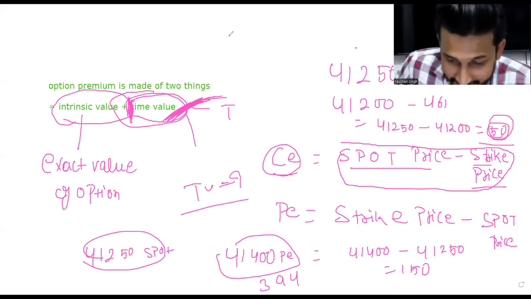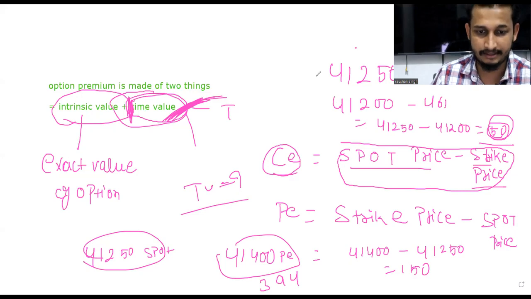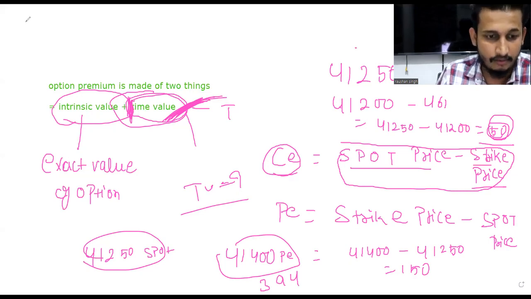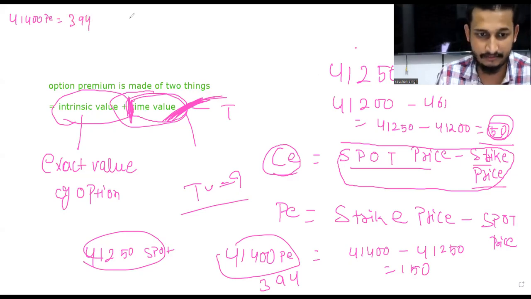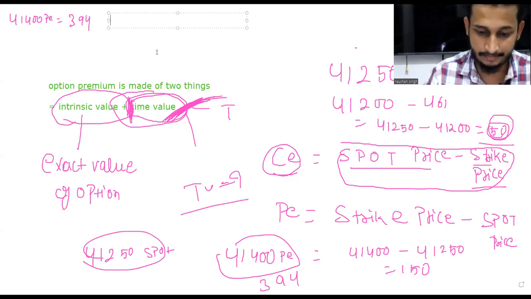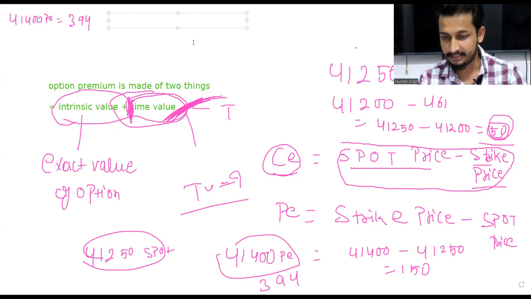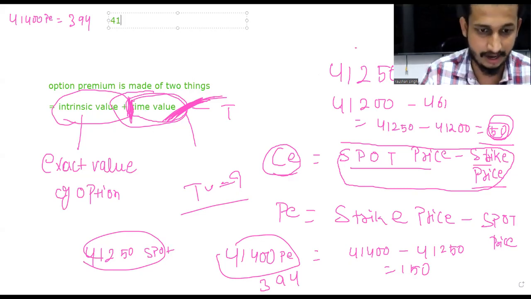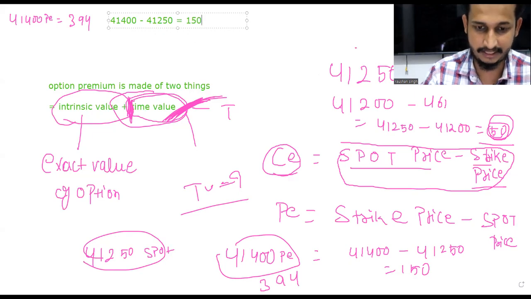Now see, what did I say? Please listen to me. The 41,400 put value is 394. This is the value I have told. Right now the spot price is 41,250. So I had to calculate 41,400 minus 41,250, which means 150 is my intrinsic value.